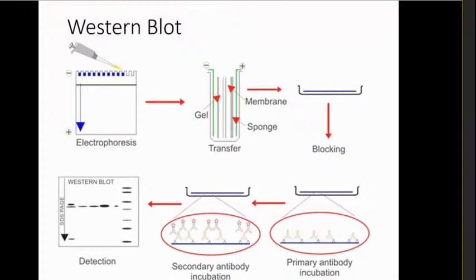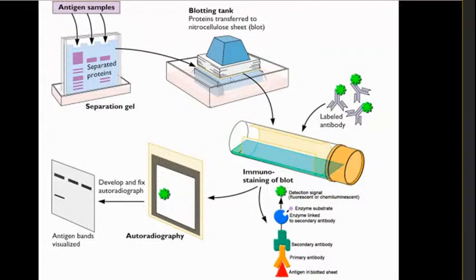First place the gel, then place the membrane over the gel, then place the sponge. It's a setup. Here they mentioned it, right? They make some impression, and that is added in this blotting, this protein transfer. The protein is directly transferred to the nitrocellulose membrane. So after the transfer, that membrane is transferred into this immunoblotting instrument.